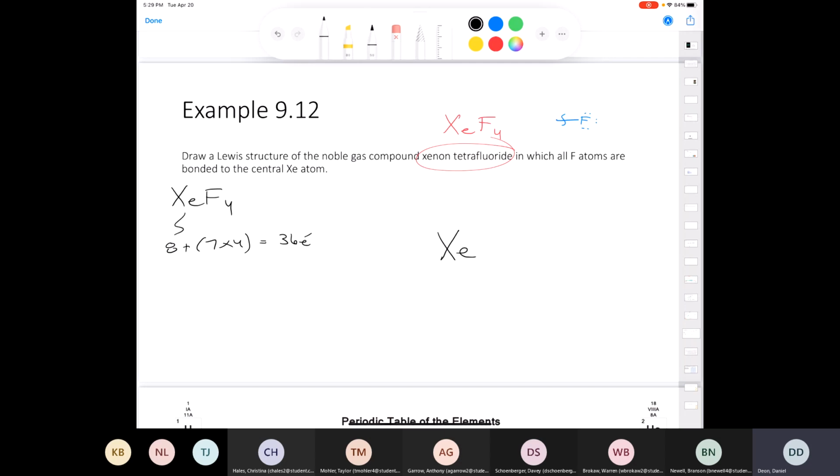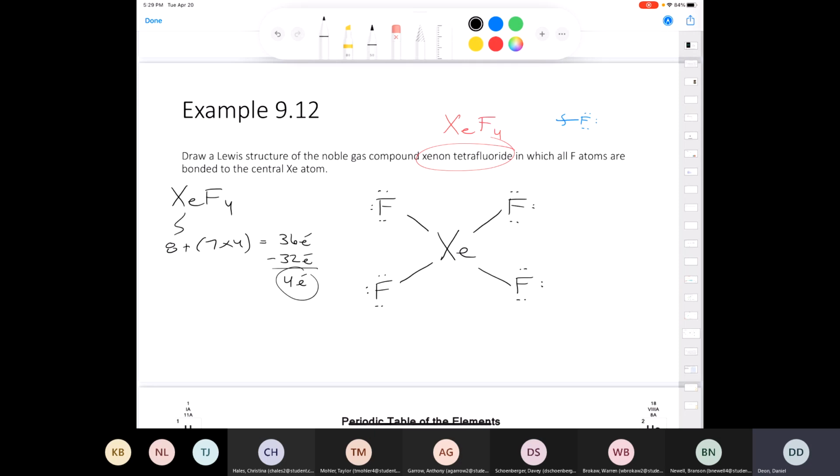So if we put our xenon in the middle, and we have 1, 2, 3, 4 bonds to fluorine, each fluorine is going to have 1 bond and 3 lone pairs, like that. That means that I've used up 8 valence electrons times 4, right? Since I've got 4 bonds to fluorine. So 8 times 4 is 32. 36 minus 32 means I've got 4 electrons left over.